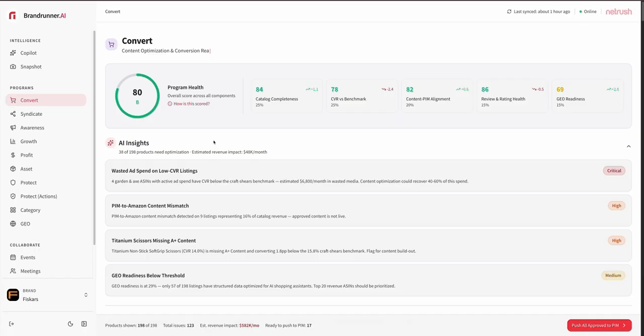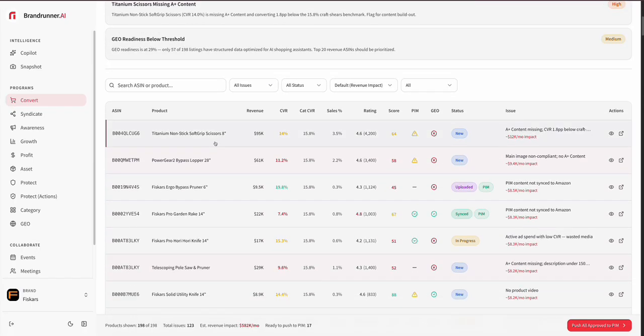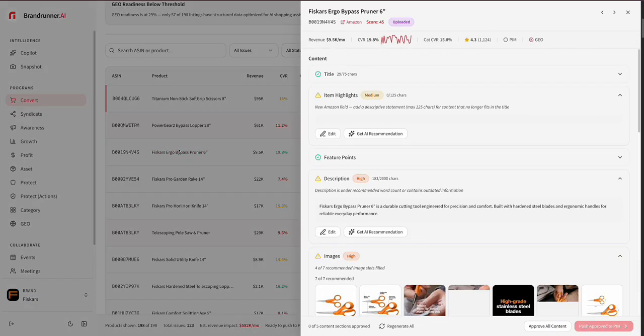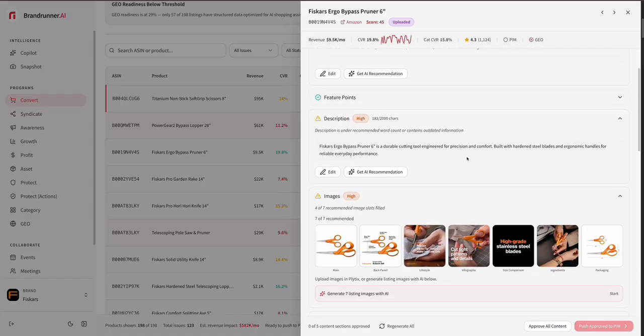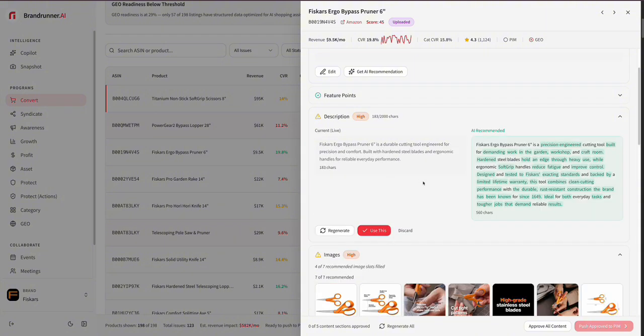The Convert tool is where we really look at content. This is a full scoring and snapshot of PDP information, but it's also a management tool. I'll show you one example of where you can go inside a product, specifically if something is underperforming or missing. It's not just data, but it's a place where you can actually take action. In this example, we could get an AI recommendation for a description. This again is based on dummy data.